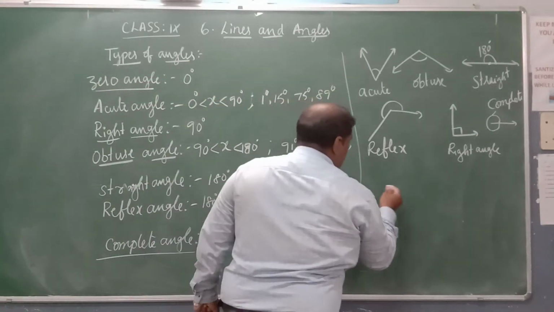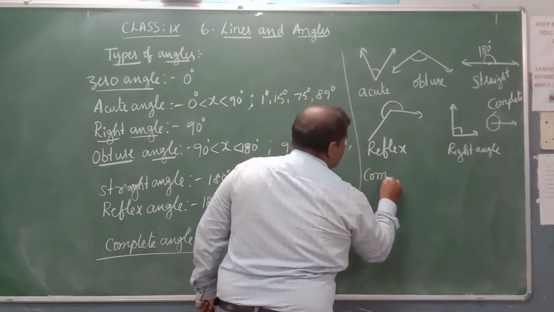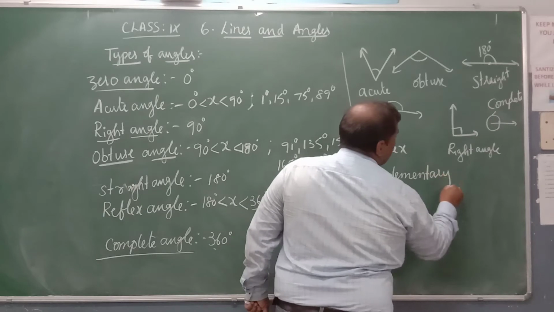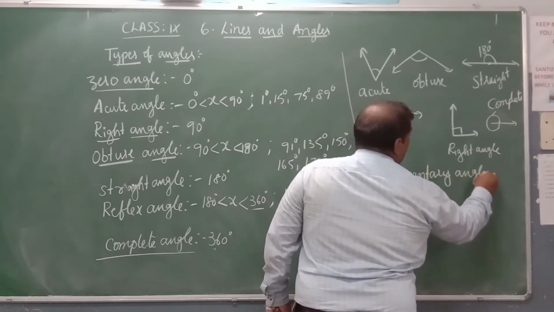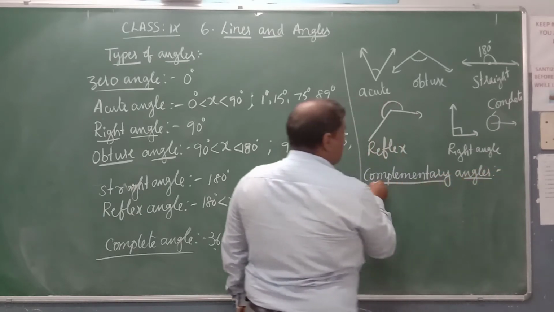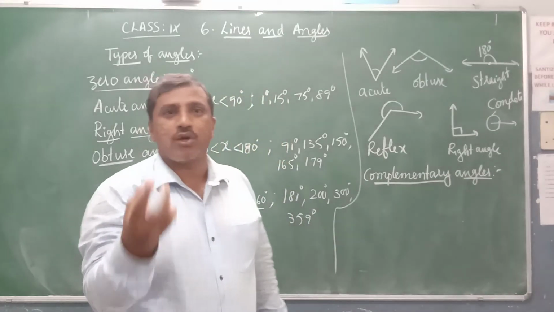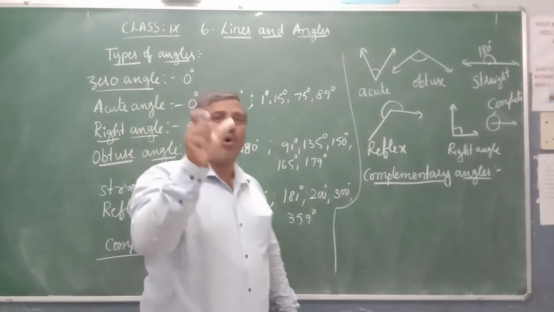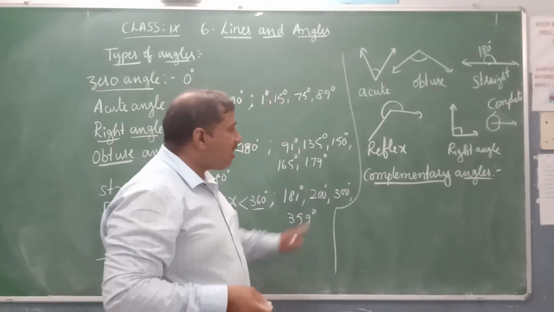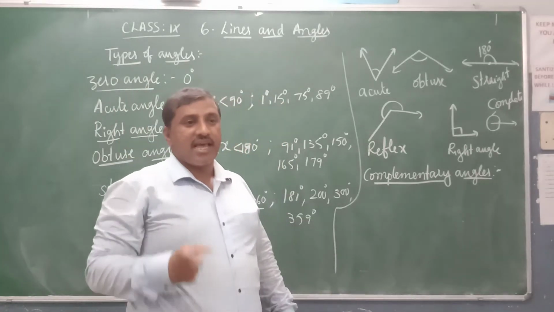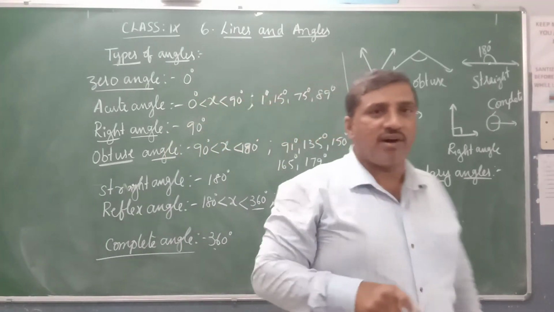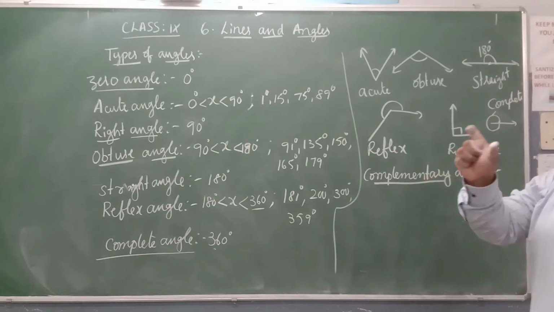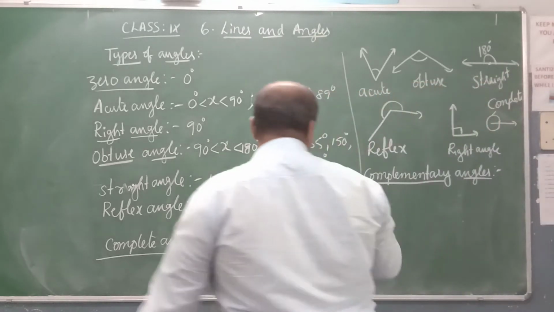Now, two more types. Complementary angles. So, what are complementary angles? A pair of angles. A pair means two angles whose sum is 90 degrees. A pair of angles whose sum is 90 degrees are called complementary angles. Here the pair of angles, both are what? Both are acute angles. Complementary angles are a pair of angles, two angles whose sum is 90 degrees.